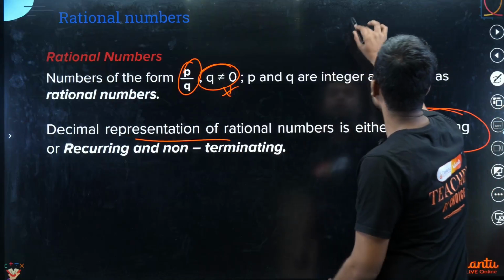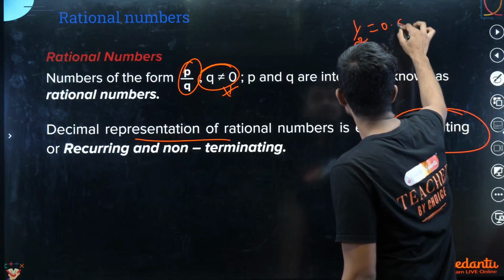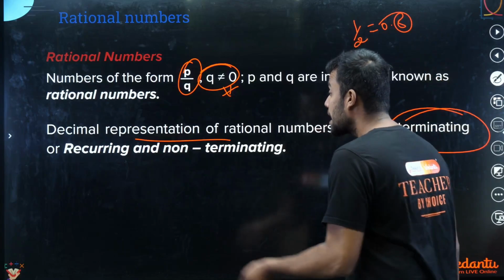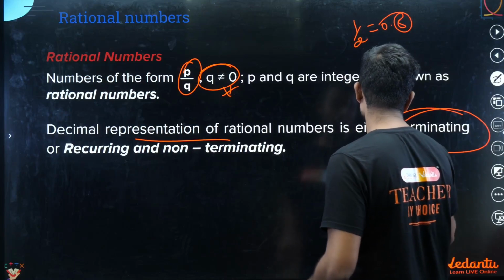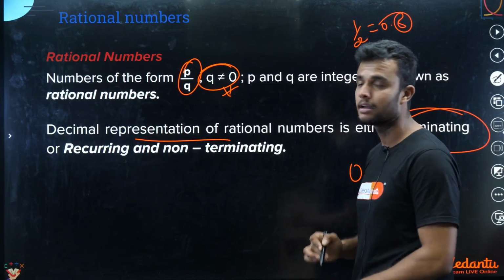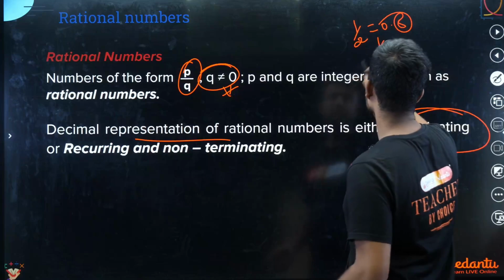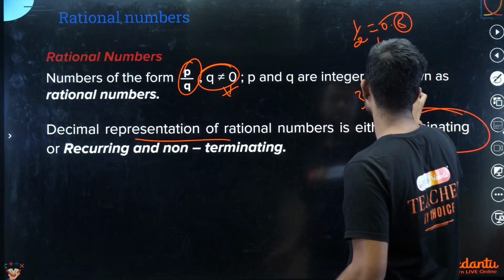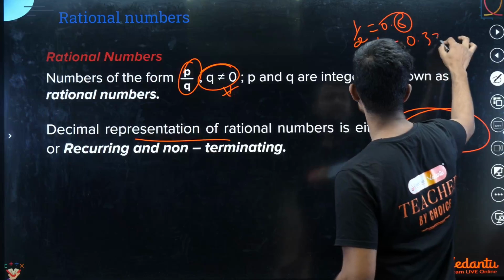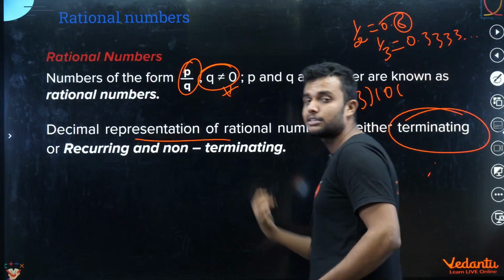Terminating is nothing but, for example, what is the value of 1 by 2? 0.5. This is called terminating, only a single value. Recurring is nothing but, after 4 to 5 digits, it terminates. Non-terminating is nothing but, for example, 1 by 3. What is the value of 1 by 3? 3 into 1 is 0, 3 3s are 9. 0.33333 keeps going. This is called non-terminating.